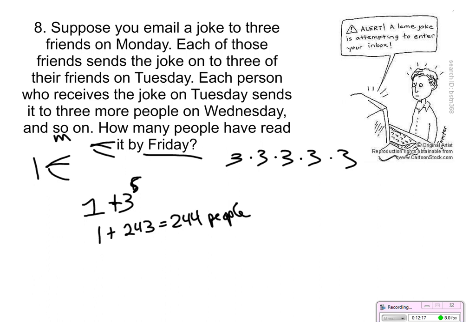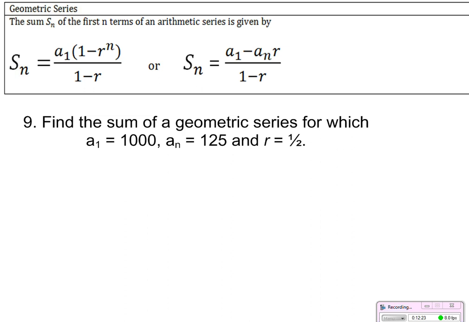So, geometric series. Again, 1 on the left. If I know the first term and I know the common ratio, that's what I want to do. Here, if I know the first term and the last term, I want to do that one.